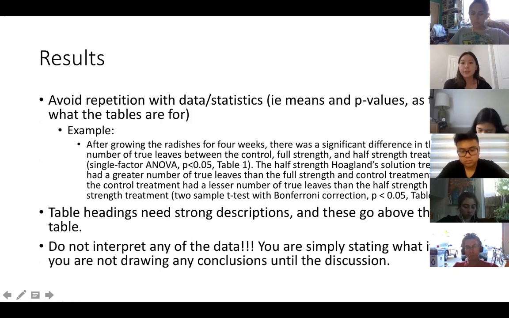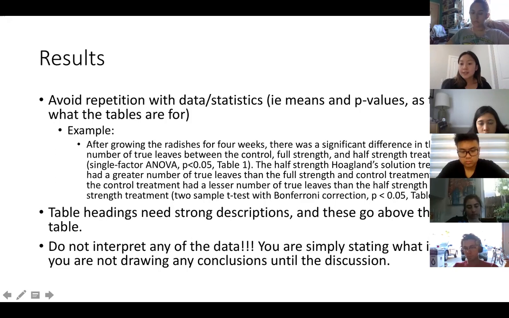I said this earlier, but pretty much like the means and the p-values, because that is what your tables are for. So when you're actually writing out your results text, one example could be, after growing the radishes for 4 weeks, there was a significant difference in the number of true leaves between the control, full strength, and half strength treatments. And then in parentheses, after that statement, you're going to include what type of test you ran, which in this case was a single factor ANOVA, and then that the p-value was less than 0.05, and then the table that you're referring to. So for number of true leaves, that could be table 1, maybe your shoot height was table 2, so on and so forth.